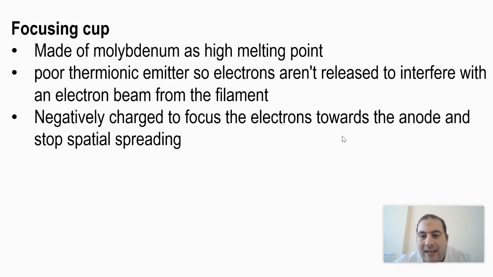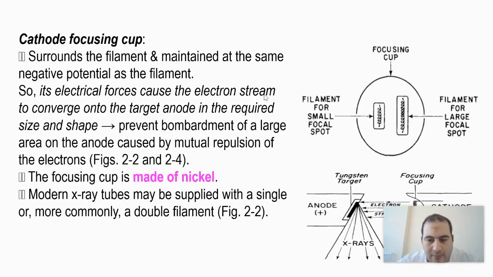The reason I apply a negative charge is to focus the electrons towards the anode and stop their spread, as I mentioned, so that the beam is not broad, and thus everything is focused in one spot on the anode.